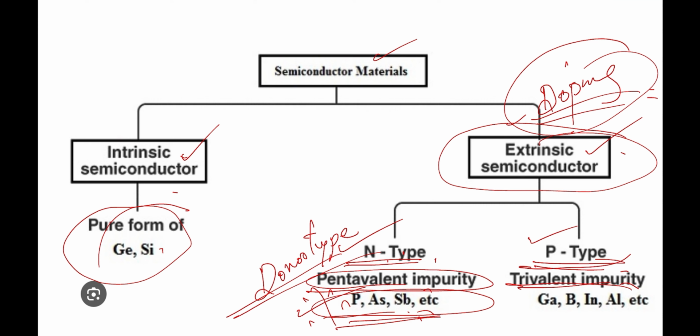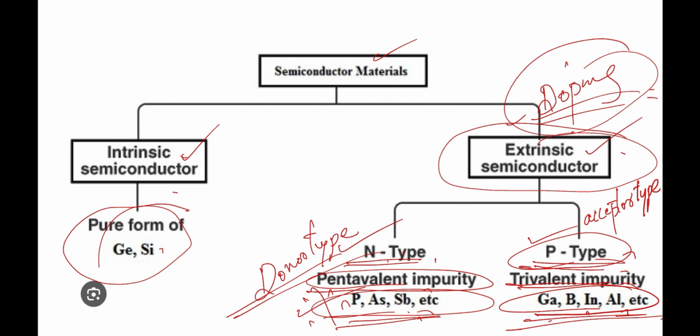Now, the p-type semiconductor can be obtained by adding aluminium, indium, gallium, boron, etc. So, these are known as the trivalent impurity. And also, these p-type impurities are also known as acceptor impurities or acceptor type impurities. Okay, this is the basics of semiconductor materials. Now we can go to the answer of the previous question.